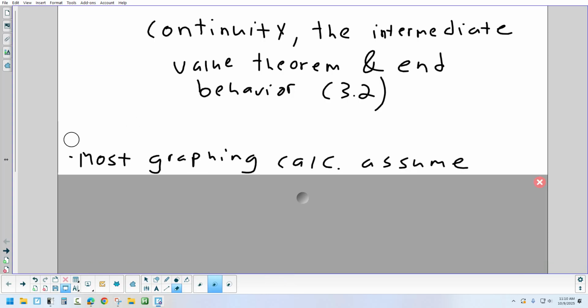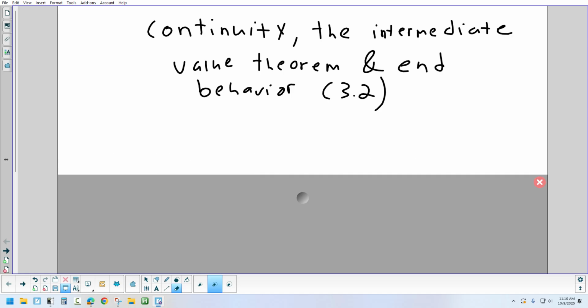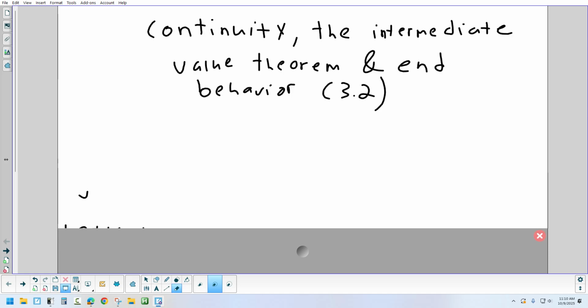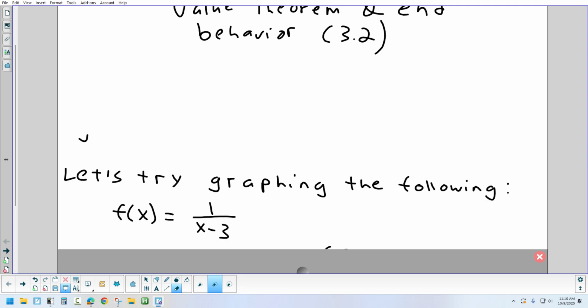All right. So when we draw something on the calculator, sometimes it draws it and it's connected the entire time. Sometimes when we draw something, it's in separate pieces and they're not connected. So let's just examine a couple graphs. Okay, let's start with that one.